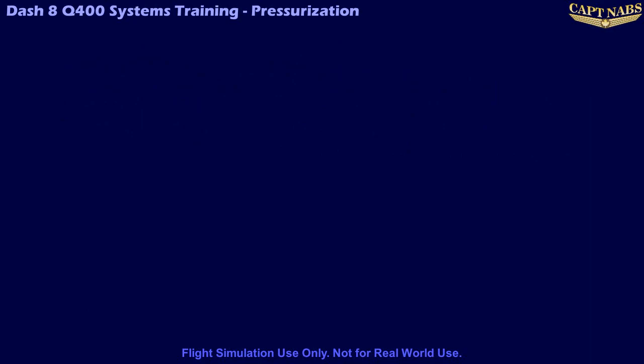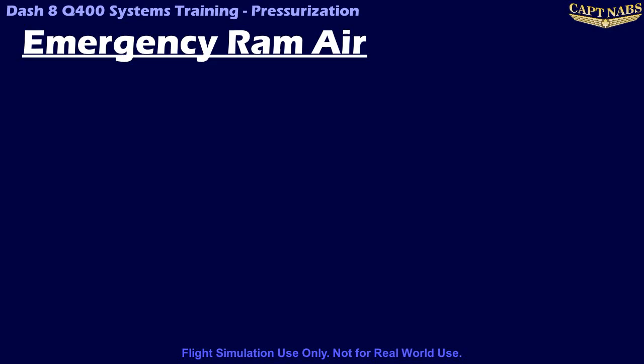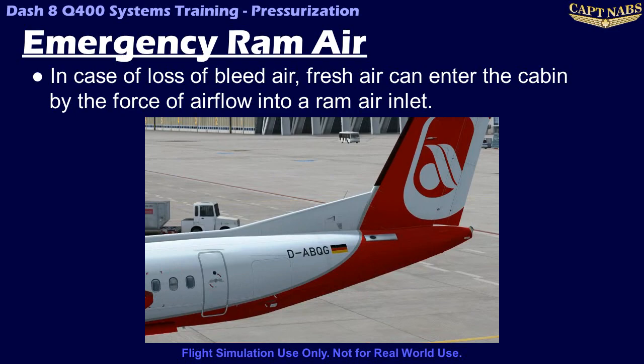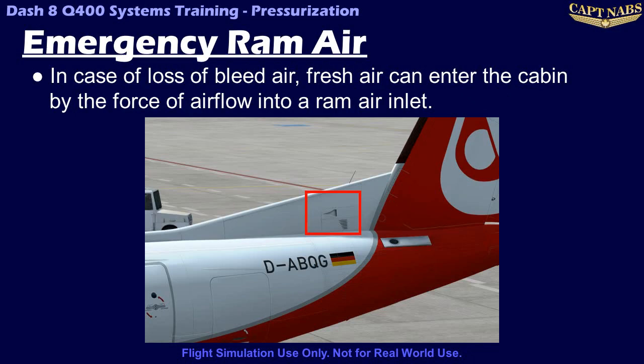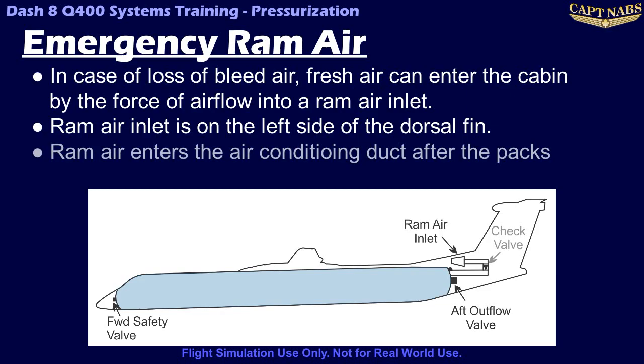Should pressurization be lost, or if unpressurized flight is desired, then an alternative source of fresh air is required. An emergency ram air inlet is located on the left side of the dorsal fin at the front of the tail on the Dash 8. Air entering through this inlet then passes through a check valve and enters the air conditioning ducts downstream of the air conditioning packs.